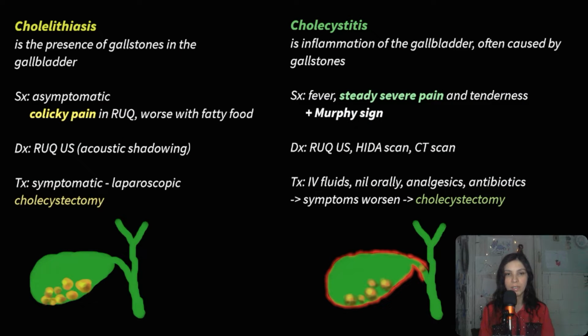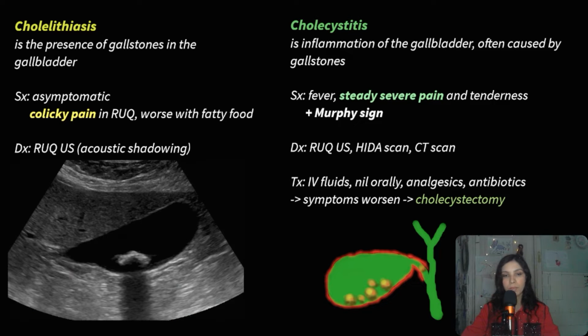Okay, so the first one is cholelithiasis. It's when there are gallstones in the gallbladder, and it's usually asymptomatic; it becomes symptomatic in just 2% of patients per year. What could the symptoms be? It's a colicky pain in the right upper quadrant, which worsens with fatty food. So there is a special name for this. For diagnosis, it's a right upper quadrant ultrasound, and you will see acoustic shadowing.